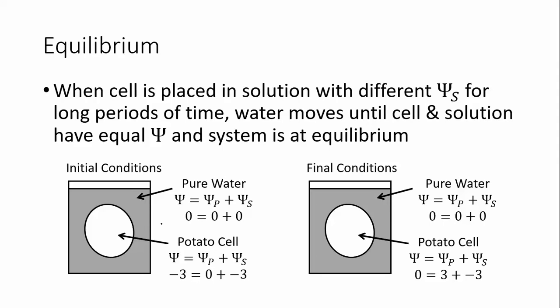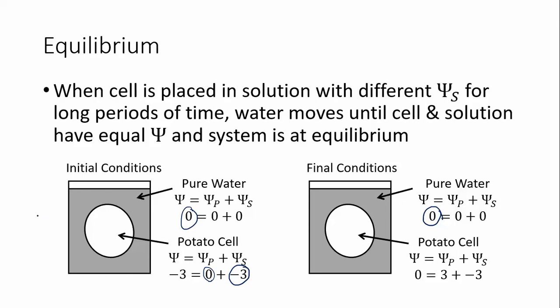So let's say you put a potato cell inside of a beaker of water. It's pure water, no solute, in an open container, so no pressure potential. So the total water potential of this solution is 0. Well, this potato actually has some total water potential. It's got no pressure potential when it's put in, but it's got solute potential because there's stuff inside.